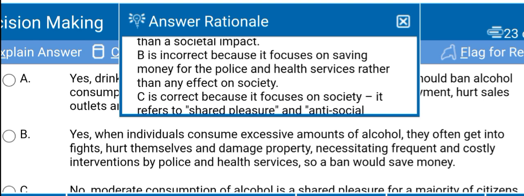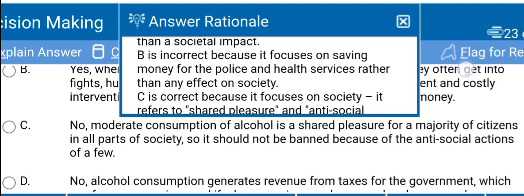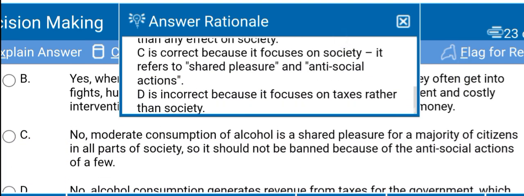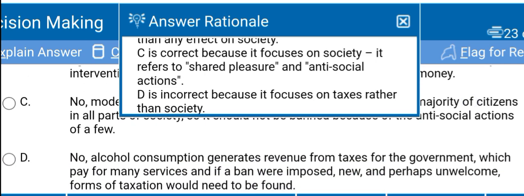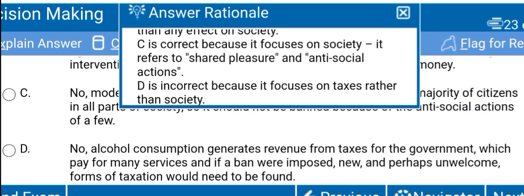And the third one, that is option C, is correct because it focuses on society. It refers to shared pleasure and the antisocial actions of a few. Option D is incorrect because it focuses on taxes rather than society.